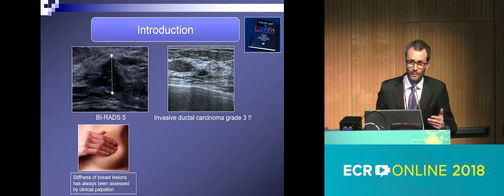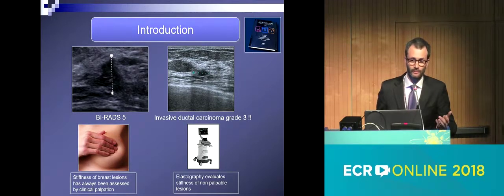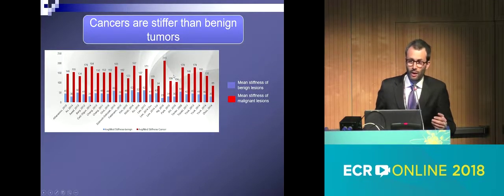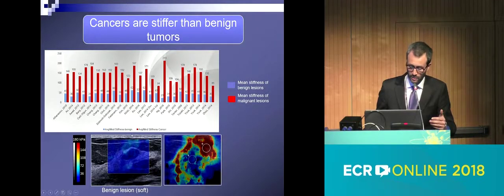And stiffness is a parameter that is known for a long time. It's used in clinical examination, and we all know that stiff lesions are more suspicious than soft lesions. And today, shear-wave elastography allows us to have this information for non-palpable lesions. Many publications have shown that indeed breast cancers were stiffer than benign lesions when measured with shear-wave elastography. So a typically benign lesion will demonstrate this kind of blue homogeneous color pattern, while a typically malignant lesion will show high stiffness, yellow and red colors, and a heterogeneous pattern.